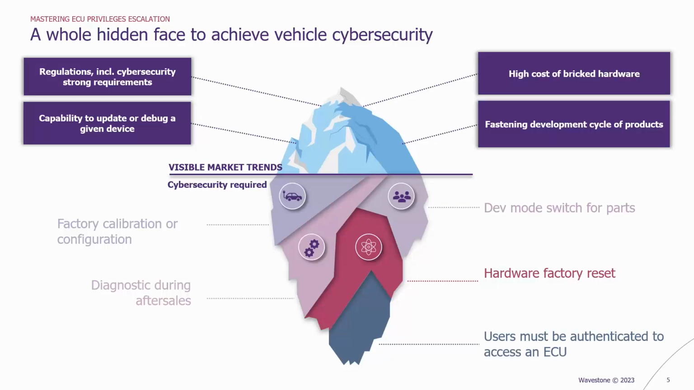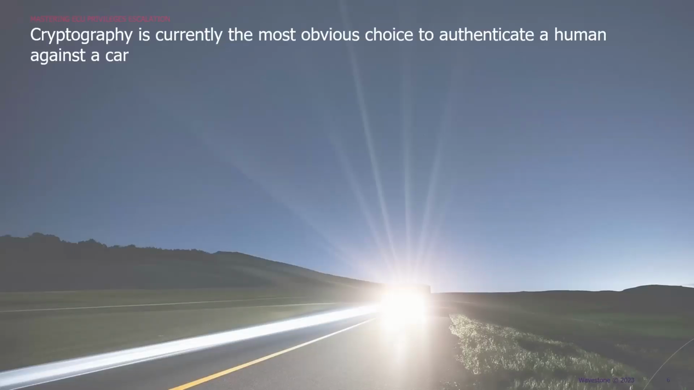So in the end, at that stage of my pitch, I'd like you to be convinced that we need to authenticate users against my piece of hardware, which is an ECU, and we won't do that by leveraging thousands of passwords on the field. We need something clever, something more scalable. That's where cryptography comes into place. We all know cryptography, the basis of cyber to do encryption, and it's also the most obvious choice to authenticate my human being against my car.